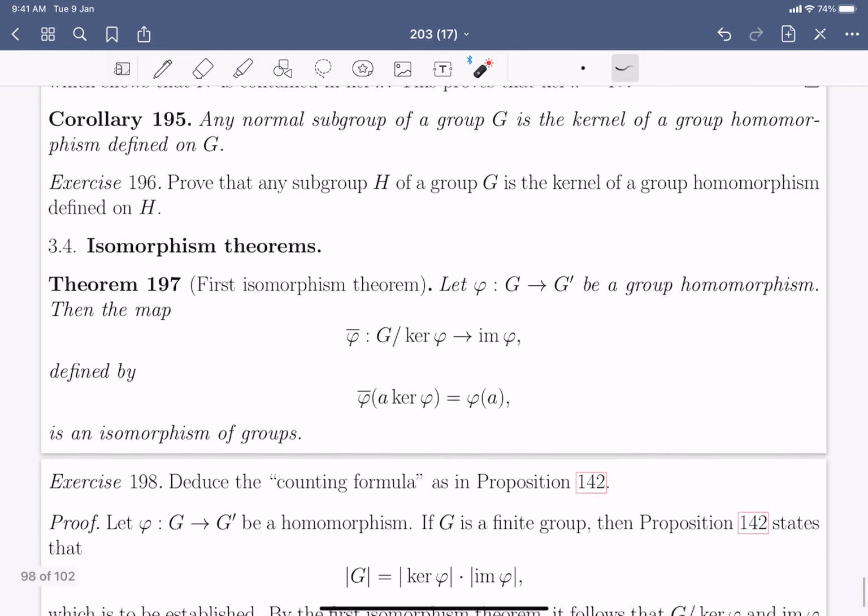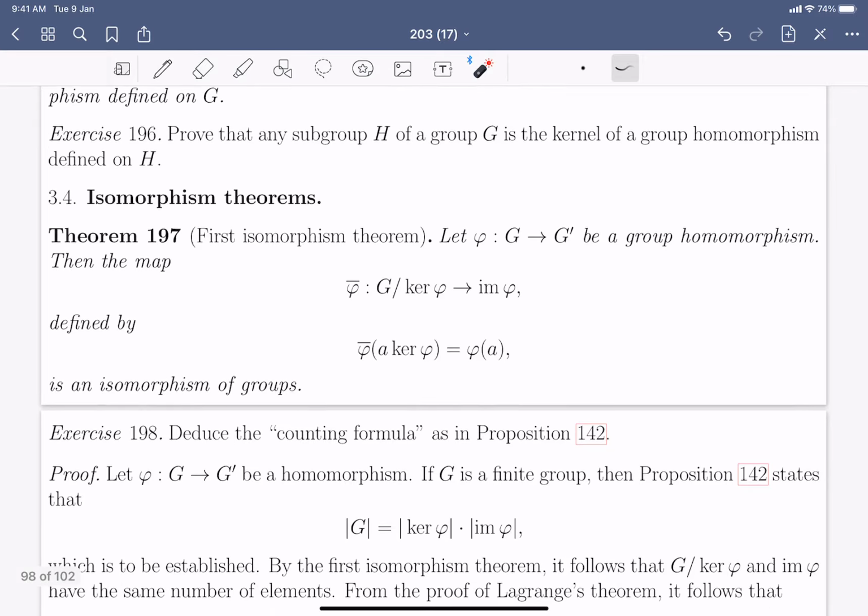Okay, so next we are going to learn a very important theorem which one learns in the context of groups.